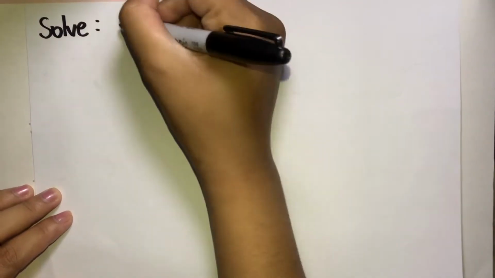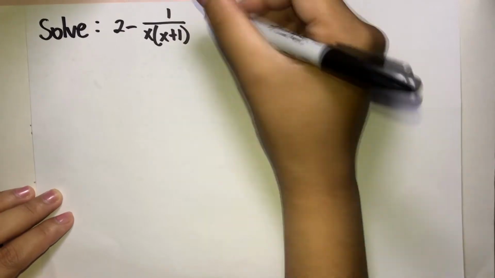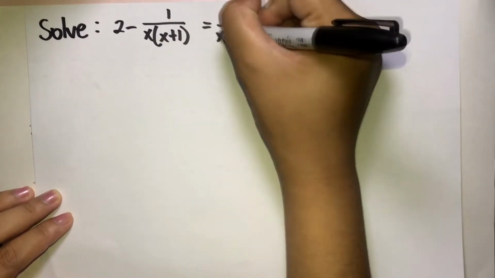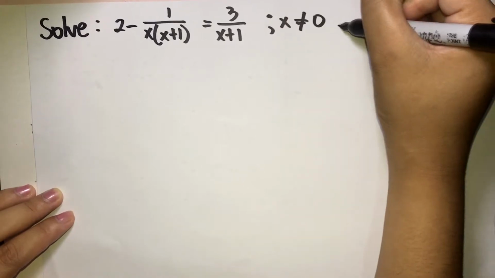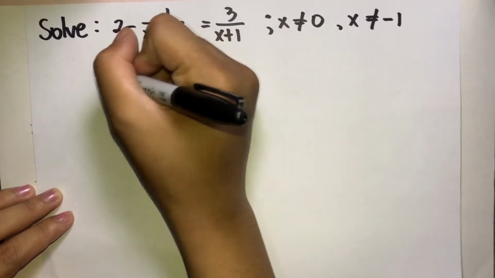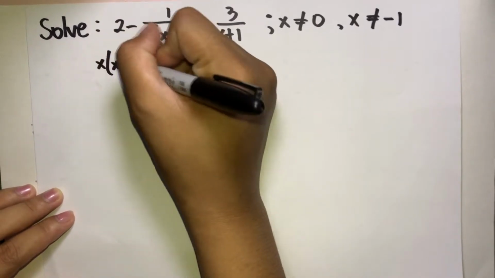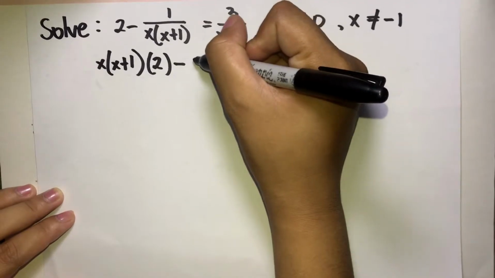Example number 2. Solve for 2 minus 1 over x times x plus 1 is equal to 3 over x plus 1, where x must not be equal to 0 and x must not be equal to negative 1. First, multiply the equation with the greatest common factor, which is x times x plus 1.